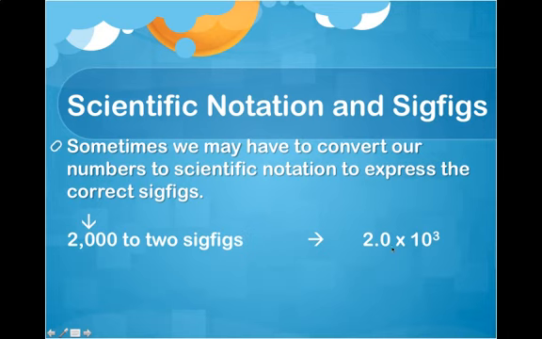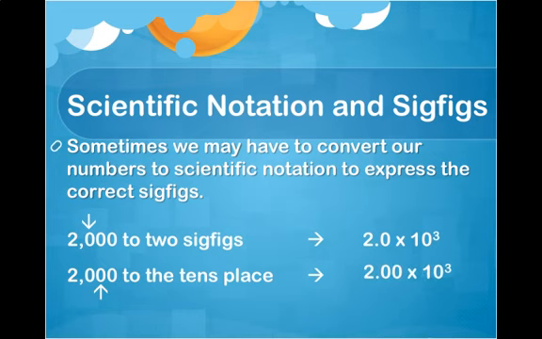Scientific notation, we would just look at the number in front of the times 10 to your exponent. The times 10 to the third doesn't mean anything in terms of significant figures. If we had to report 2,000 to the tens place, we would simply report it as 2.00 times 10 to the third. That would also be 3 significant figures. So hopefully that helps you review what significant figures are, and you'll be good at it.